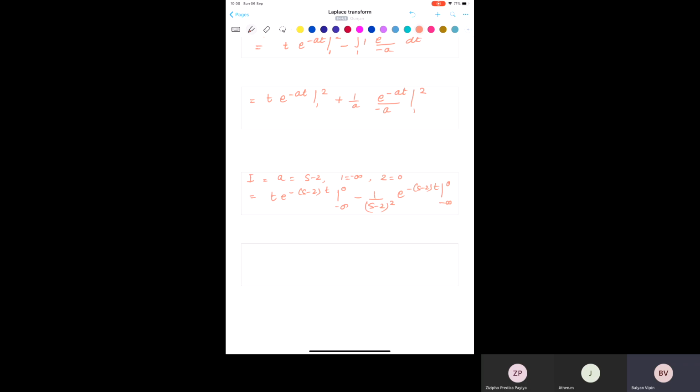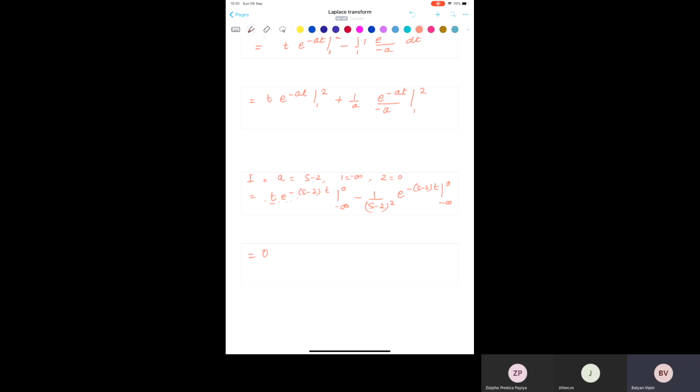So when you put the limits of integration, when you put 0, it will be 0, and then e raised to the power 0 is 1, so 0 into 1 is 0. When you put the lower limit, it will be minus infinite, and this will be infinite again. So this part will become equal to 0.